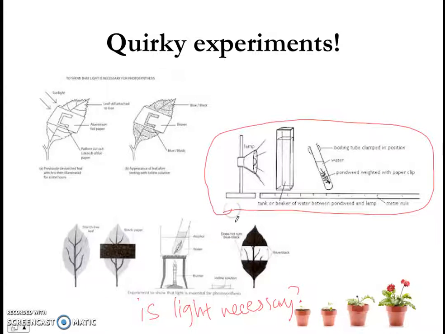And this experiment helps us to explore a deeper question, right? Not just whether light is necessary. That means not just got light, no light. But we're going to look at different light intensities, right? How do different light intensities affect the rate of photosynthesis?